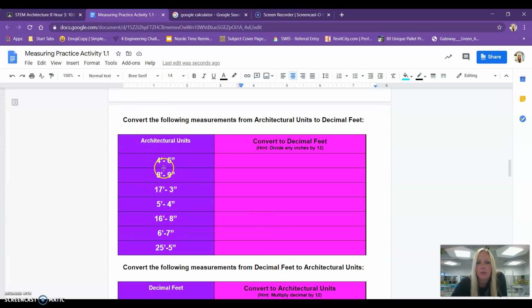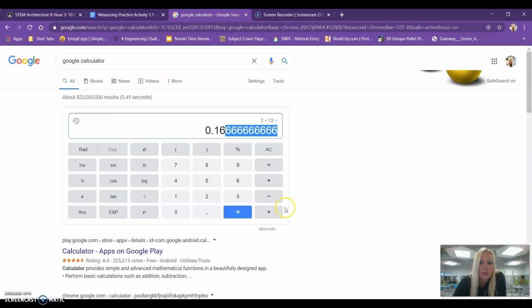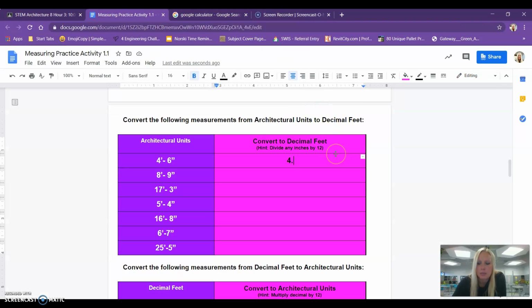So now we've got 4 feet 6 inches. A measurement that we took of a room, and we are going to convert it to decimal feet. So my 4 feet stays, because that's already in feet measurement. Now we're going to take our 6, and in the calculator we're going to do 6 divided by 12, which is 0.5. That gives us our decimal feet.